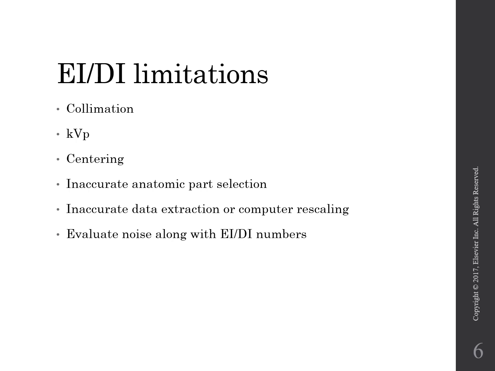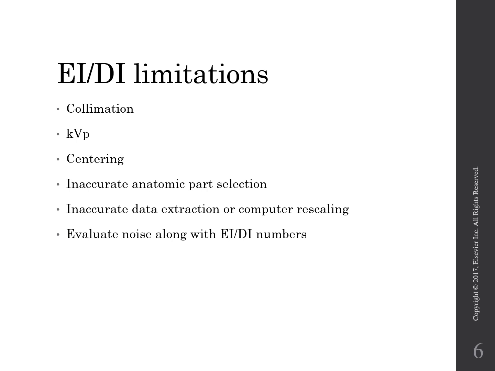Inaccurate anatomic part selection causes the selection of the wrong lookup table, and that would lead to a histogram error, and therefore an exposure index error. Inaccurate data extraction or computer rescaling would be an error within the system. It's having a challenge in aligning that raw data with the lookup table, so you have an error in rescaling, and there again you can find an issue with the EI and DI.